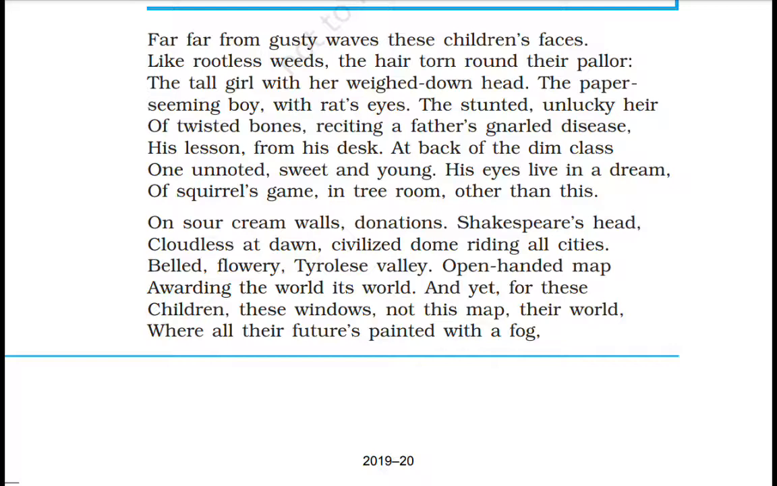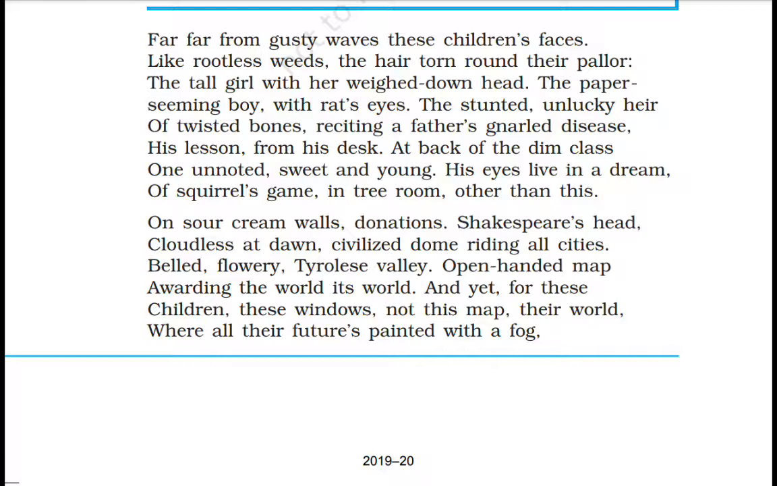The tall girl with her weighed down head. Now there is a tall girl in the class and she has a weighed down head. Weighed down means she is burdened, she is very sad, burdened with poverty, and she is sitting with her head down, and it seems that she is totally burdened with poverty and despair.